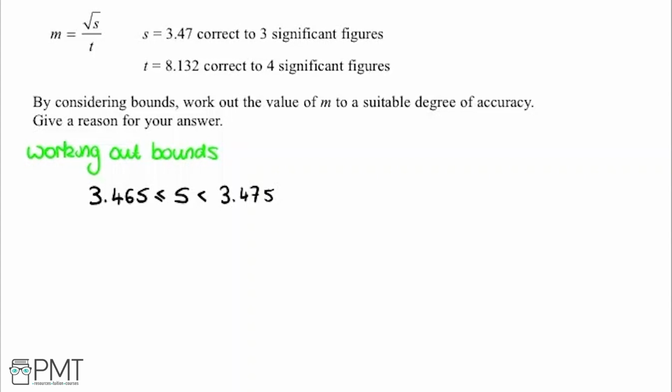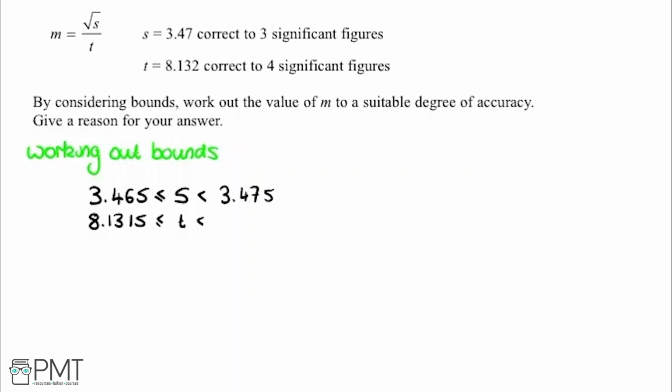Now I'm going to do the same with T. So it's the exact same process as with S. However, this time we're looking at something for four significant figures. So you've got 8.132. So the lower bound for that would be 8.1315. So if we go any lower than that and round it to four significant figures, we get 8.131. So this is the lowest value that would round to 8.132.